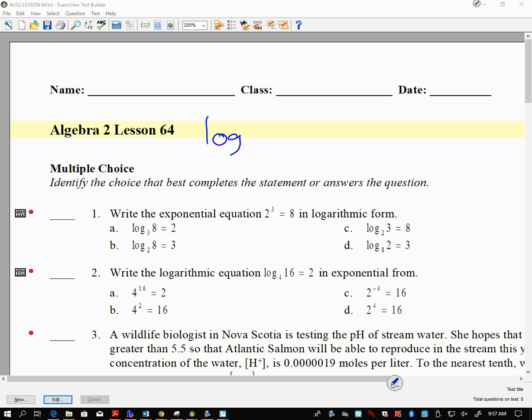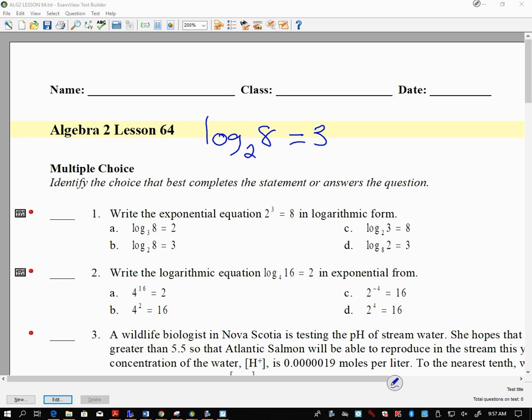Okay, where does the 2 go? It drops. It falls down, okay? I'm going to get an equal sign. Okay, where does the 3 go? It goes across. It becomes the solution, which means the 8 is the of part, right? So log base 2 of 8 equals 3. Does this make sense? So we should see that answer: log base 2 of 8 equals 3. I think that's B.